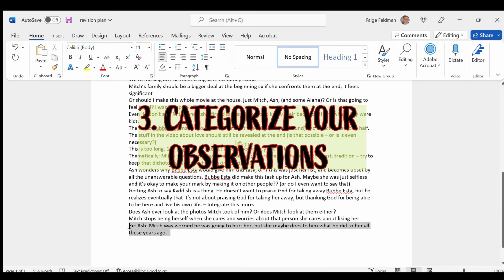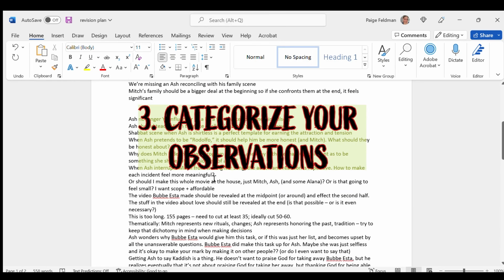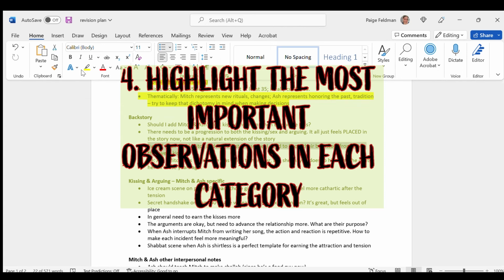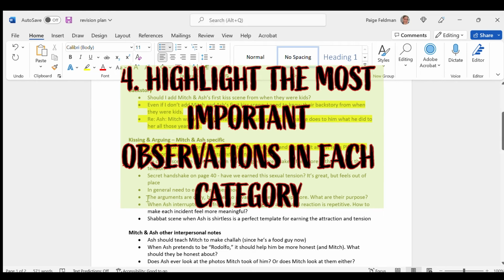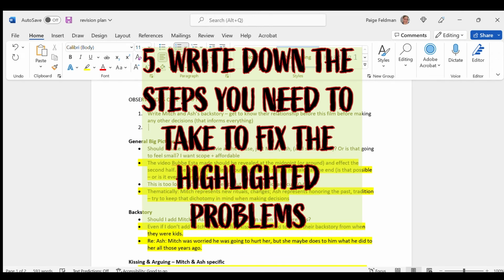Step 3, group all your observations into categories. It'll help you see more clearly what you find important to work on. Step 4, highlight at most half of your observations in each category. The things that speak to you most strongly to fix, puzzle out, or work on. Step 5, what do you need to know, do, or prepare to fix the things you highlighted? Write those steps down in the order you need to do them, or that makes the most sense to do them.